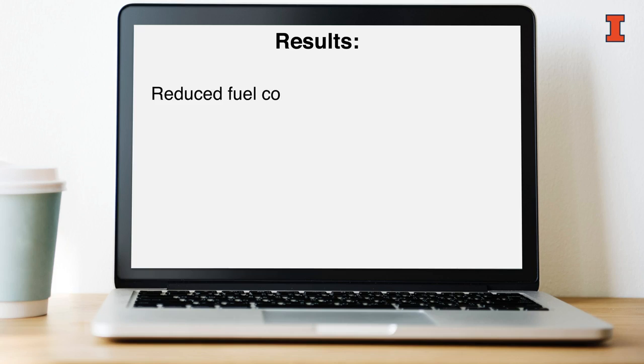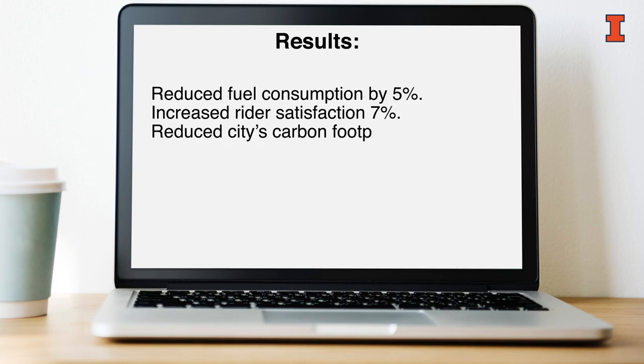Then they use this data along with geospatial visualizations with the drivers themselves to help them figure out how to improve their own performance. This solution reduced fuel consumption by 5%, increased rider satisfaction 7%, and reduced the city's carbon footprint. It also helps in identifying any mechanical problems that may be developing on the buses.